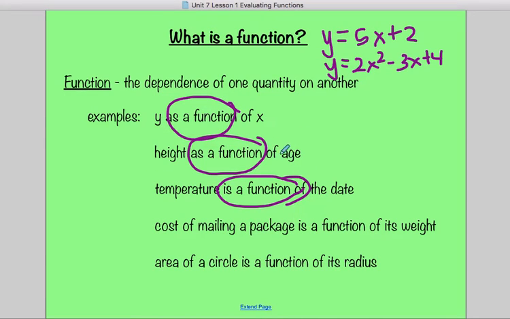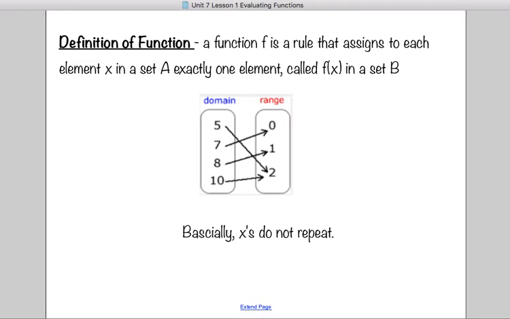Height as a function of age. So they're saying your y-axis would be your height, and your x-axis would be your age. So y, x, and in this case it'd be height and age, which makes sense, right? If you plug in your age to a certain point, then you can get out your height. The cost of mailing a package as a function of its weight. Area of a circle as a function of its radius. But always the y value is listed first, and then the second one is your x value.